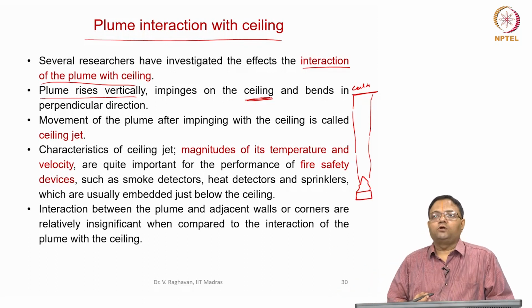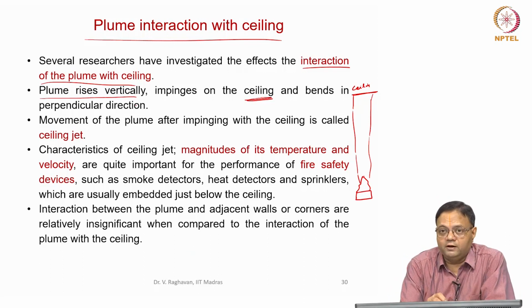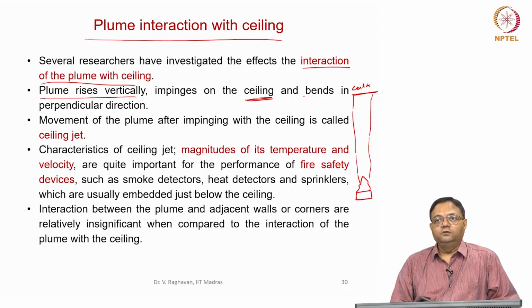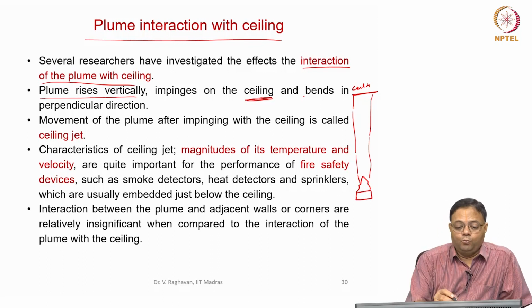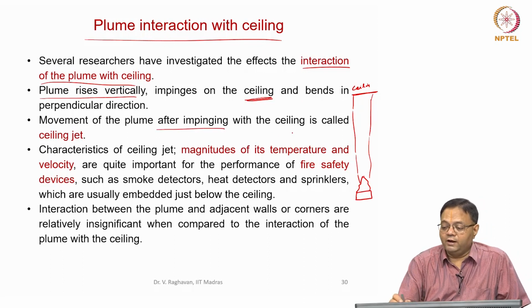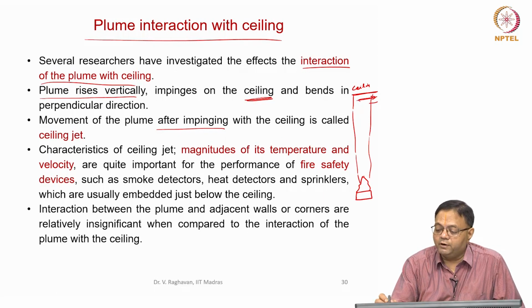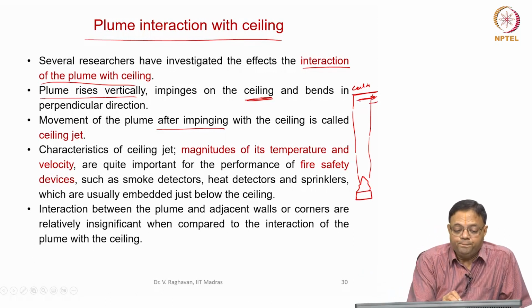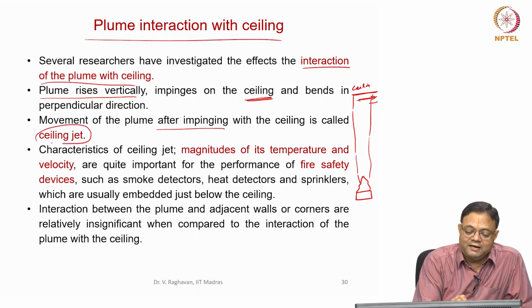But in this case also, the ceiling interaction is extremely important. The plume rises vertically, impinges on the ceiling and bends in the perpendicular direction, or it may go parallel to the ceiling. Movement of the plume after impinging the ceiling: now it goes like this. It changes its direction perpendicularly and goes parallel to the ceiling. The movement of the plume after impinging with the ceiling is called ceiling jet.